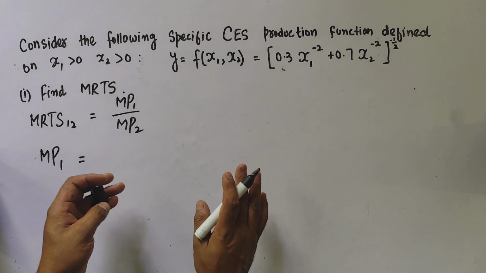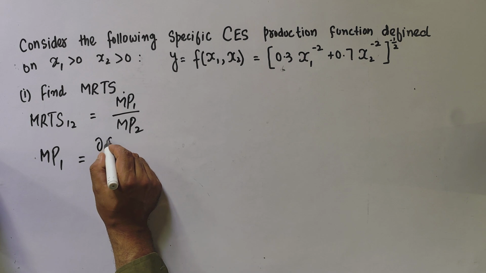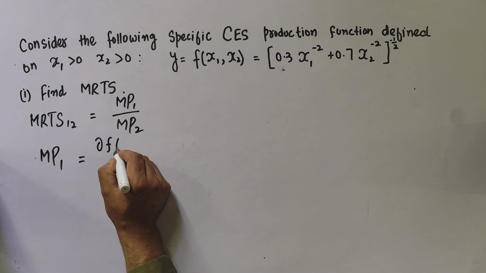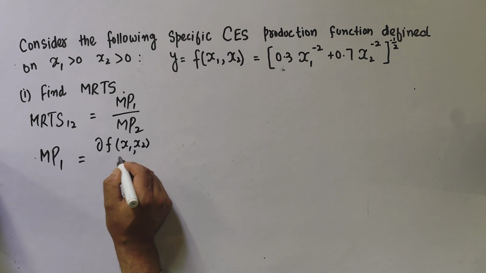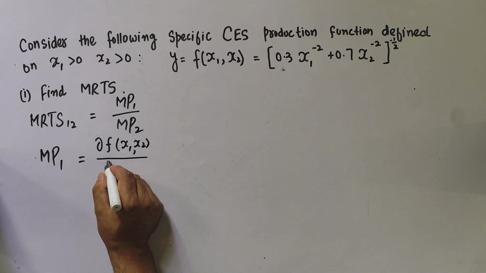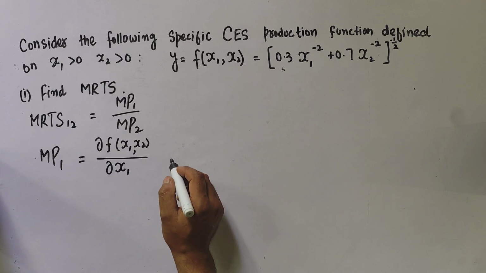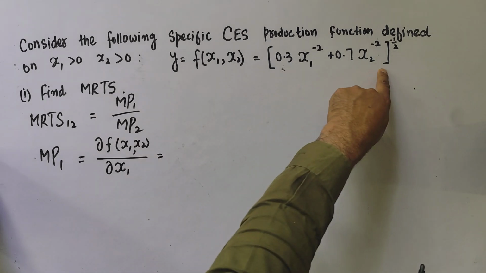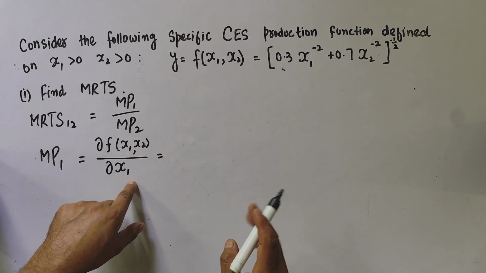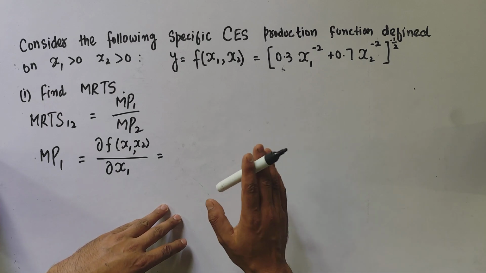What will it be? It will simply be the change in the output, which is a function of x1 and x2, due to the change in input x1, using the partial derivative. So we need to partially differentiate the given production function with respect to x1. Here we use the power function rule first and then apply the chain rule.